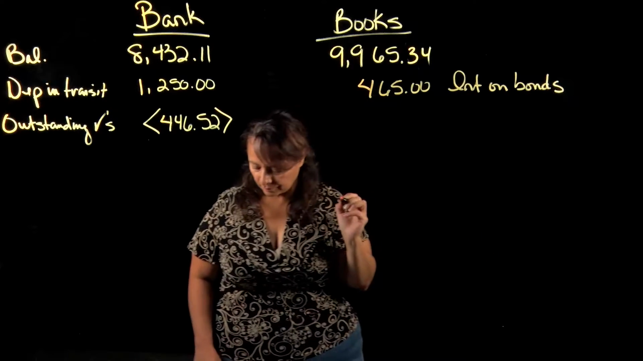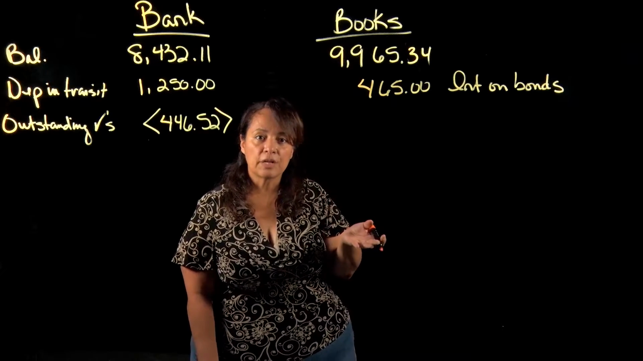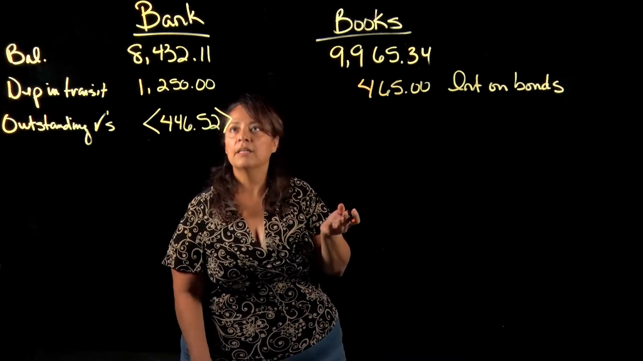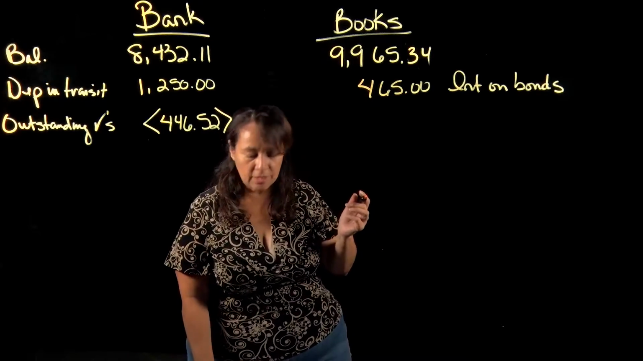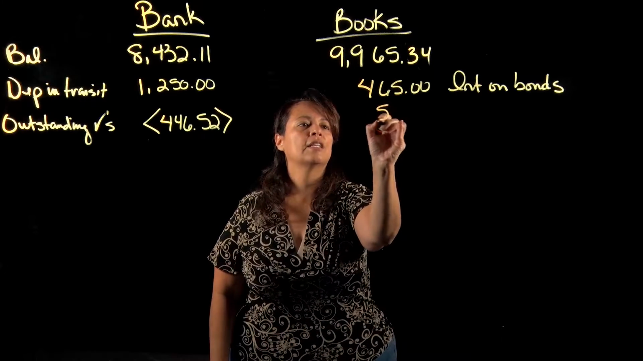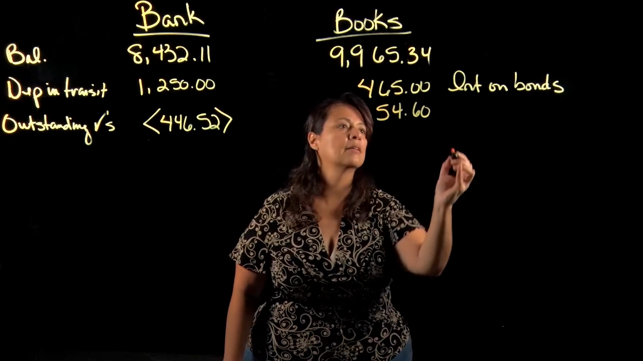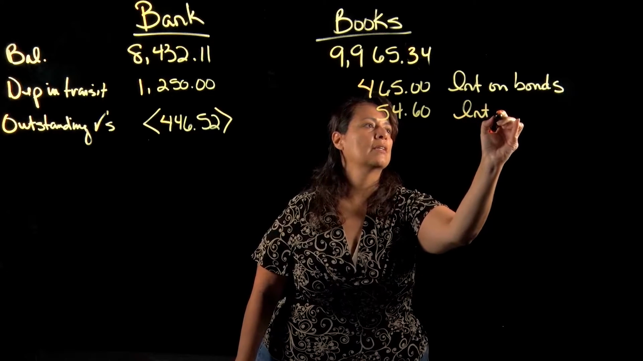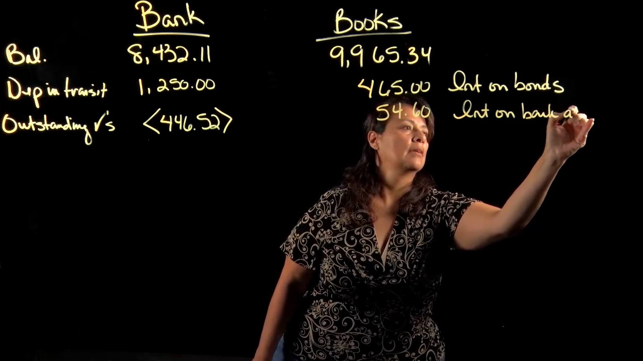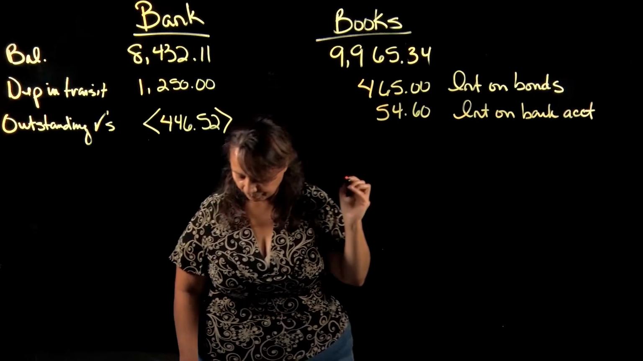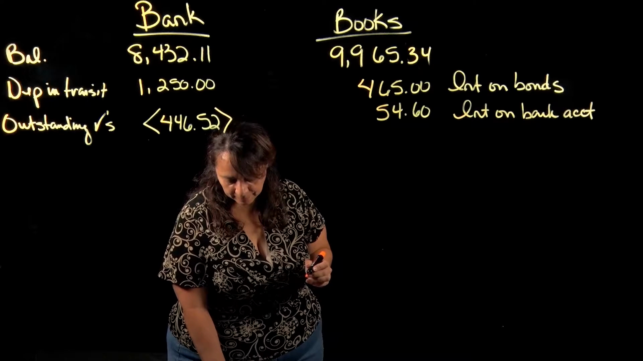All right. In addition to that, the company earned interest on their account at the bank. So that amount is included in the bank, but the books don't know about it. So I need to adjust the books, and that is for $54.60. That's interest on bank account. Okay. All right. Let's see.